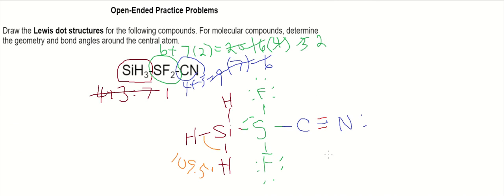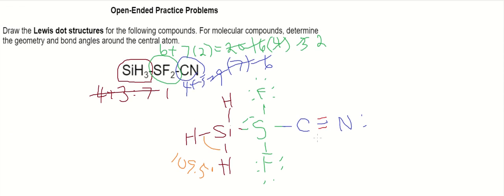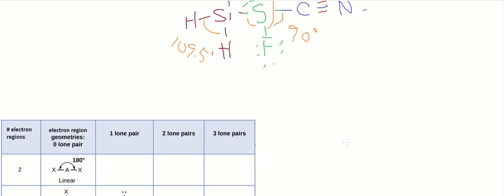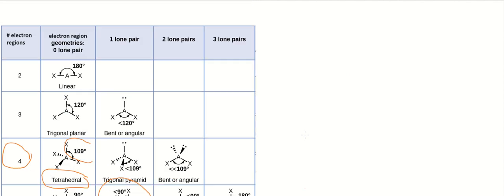Now, it's going to be tough to do this with wedge and dash. All right, so these are going to be 90 degrees or slightly less than 90 degrees. And this fluorine to the other fluorine is going to be slightly less than 120 degrees. All right, I got it. My drawing's flipped from that one.